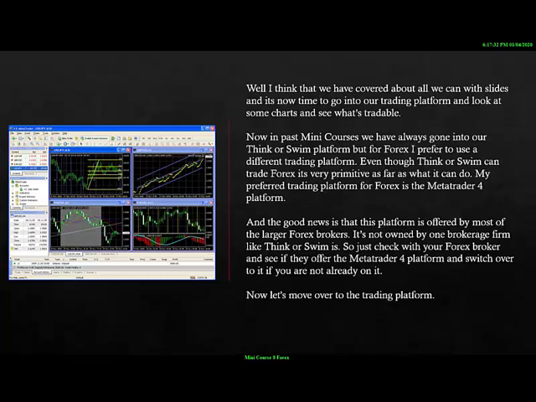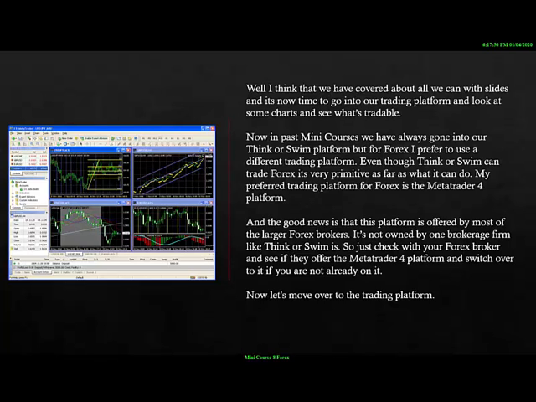Now in the past mini courses, we have always gone into our Thinkorswim platform, but for Forex, I prefer to use a different trading platform. Even though Thinkorswim can trade Forex, it's very primitive as far as what it can do. My preferred trading platform for Forex is the MetaTrader 4 platform.